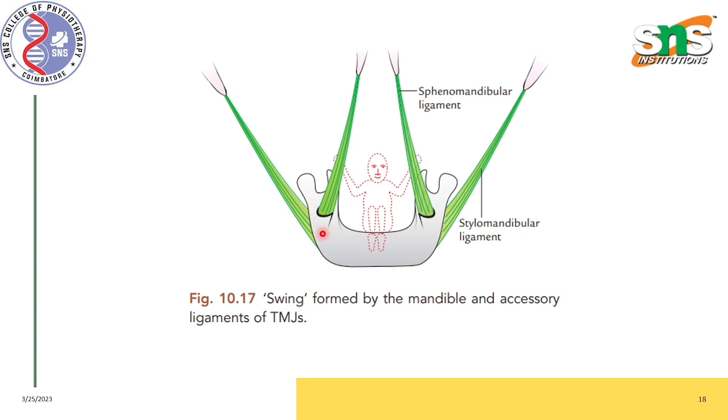And this is the swing-like structure, or analogous structure, formed by your ligaments, your mandible and your accessory ligaments. So this is formed by your sphenomandibular ligament, the stylomandibular ligament and your mandibular bone.